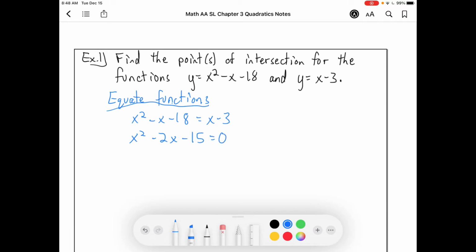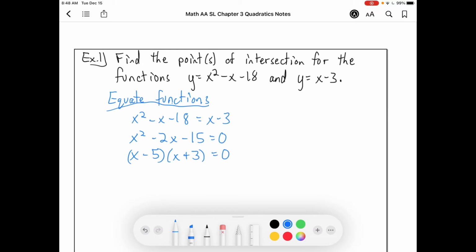Oh my gosh, and I moved it over because I wanted to make one side 0, because it was a quadratic. Right? That's how we solve quadratics. We make one side 0 and then we either factor or use the quadratic formula. Now I think this factors really nicely, so I'm going to factor it. But you could use the quadratic formula. That's fine.